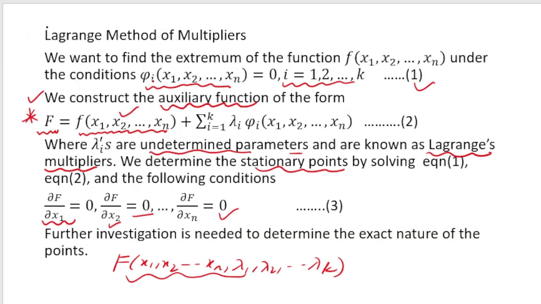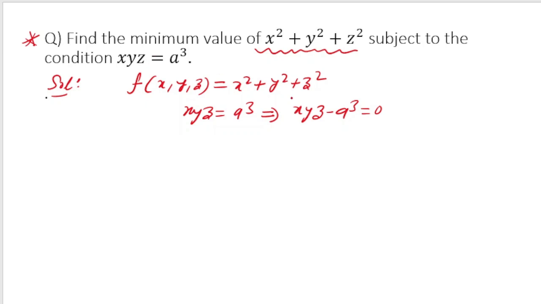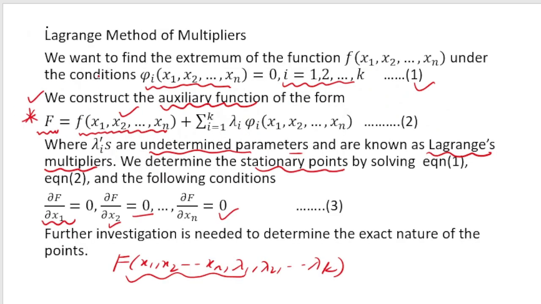We are writing the constraint like phi i of x1, x2, ..., xn is equal to 0. That is why I brought this a cubed to the left and wrote the constraint like this. This is my function, and this is my constraint. What is the next thing? The next thing is to write the auxiliary function. So how do you write the auxiliary function? The important thing to note here is that to write the auxiliary function, we have to use k number of Lagrange multipliers.